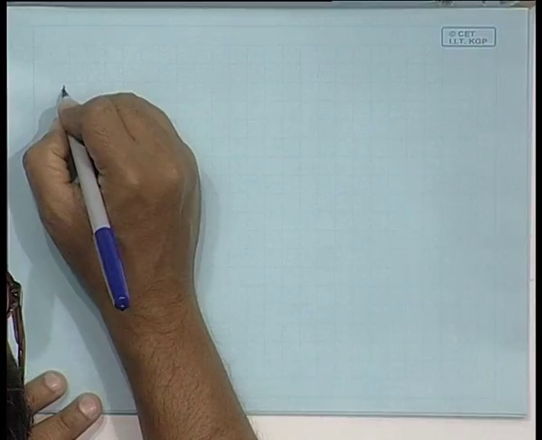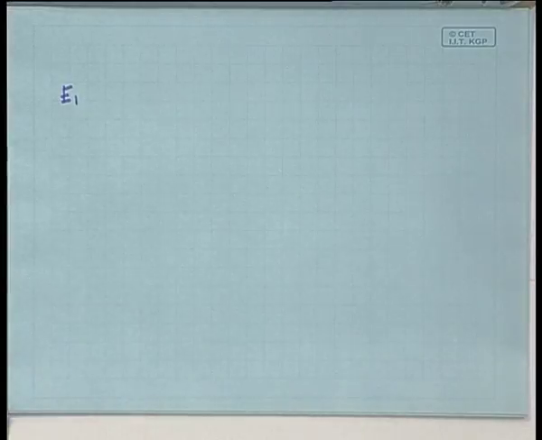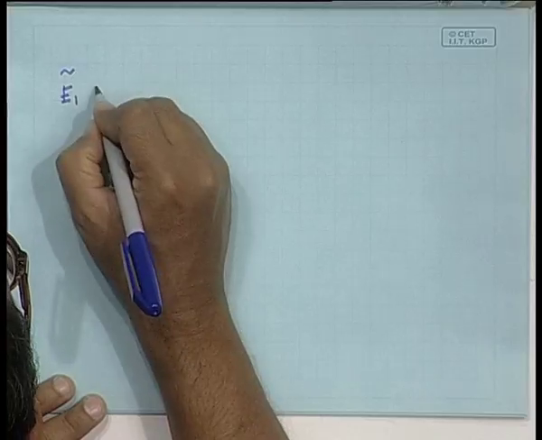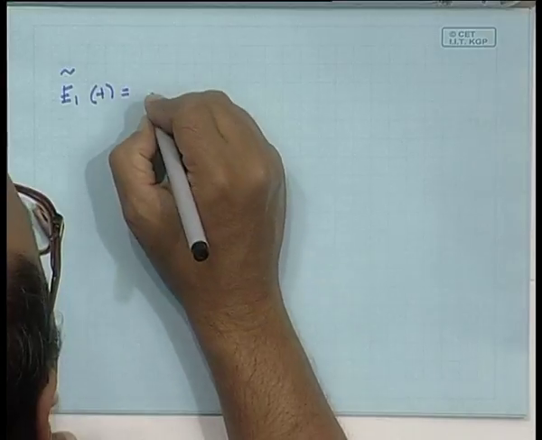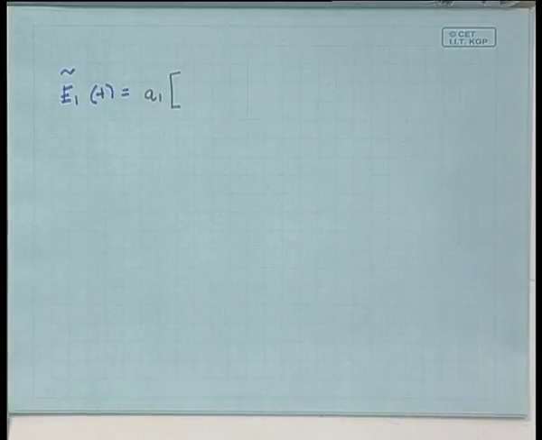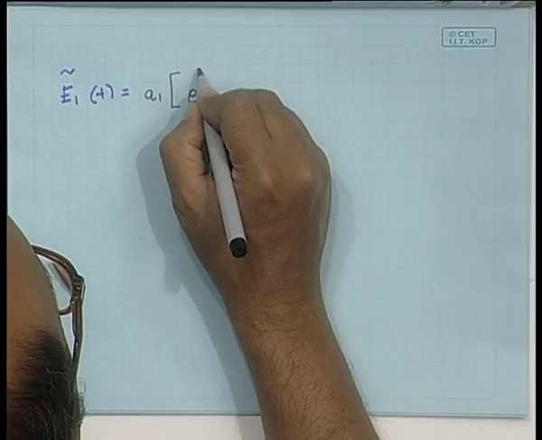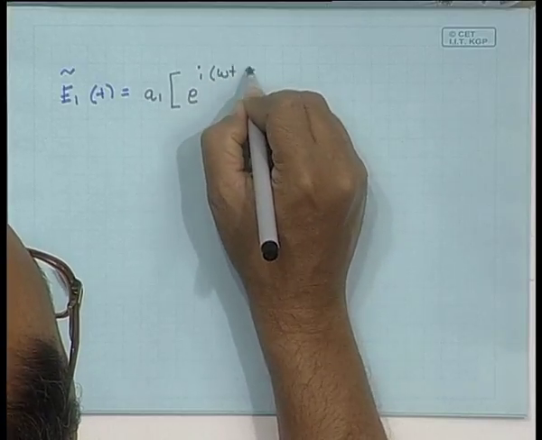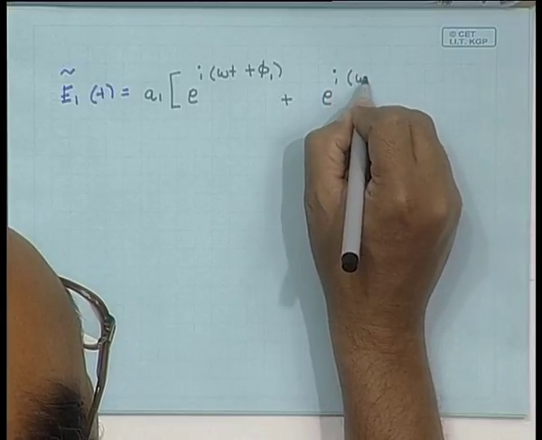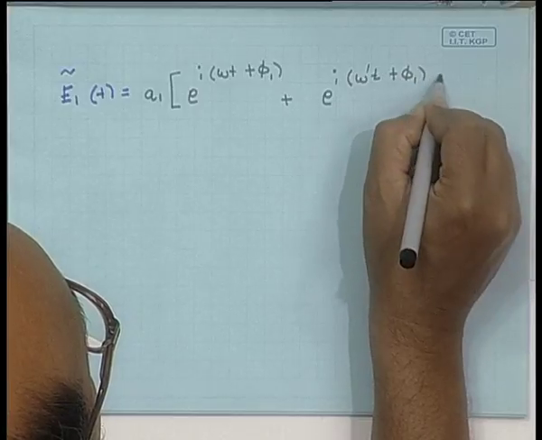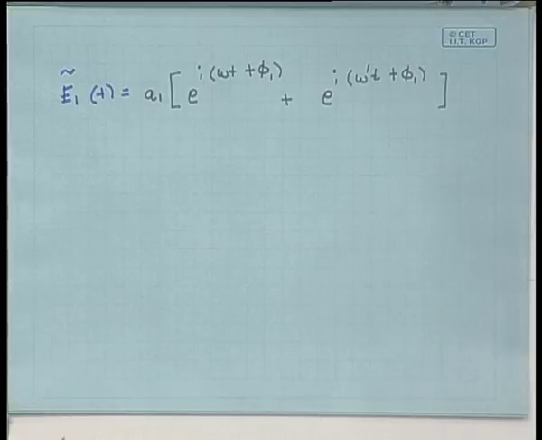Now, let me give you a simple, somewhat artificial example of two waves which are partially coherent. So, let us consider E1, the first wave. In complex notation, I will write the first wave E1 t as A1. It is a superposition of two frequencies. So, A1 times e to the power i (omega t plus phi 1) plus e to the power i (omega prime t plus phi 1). So, we have a wave E1 which has got two frequency components.